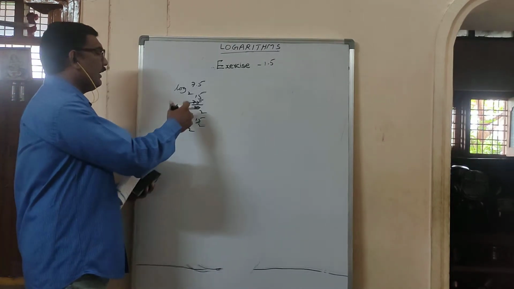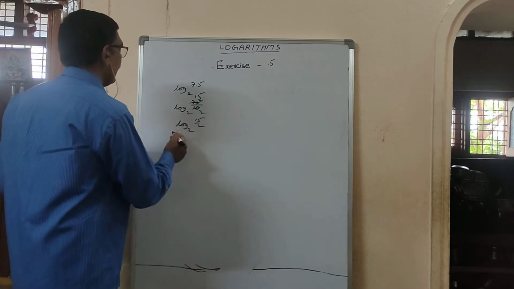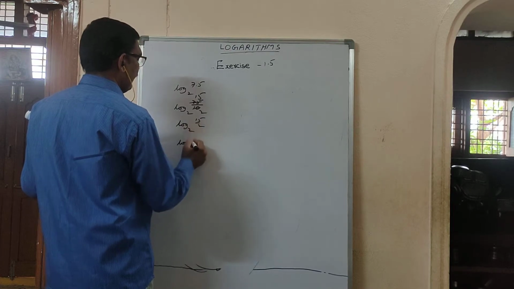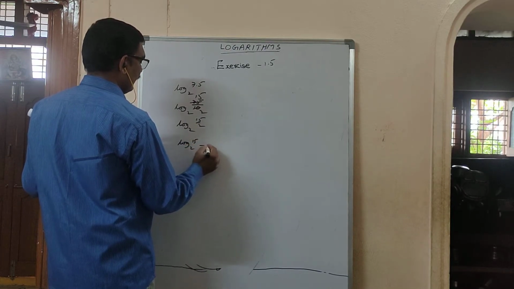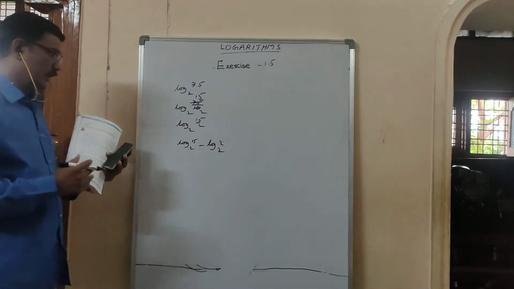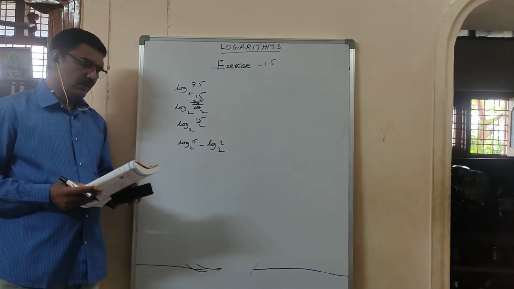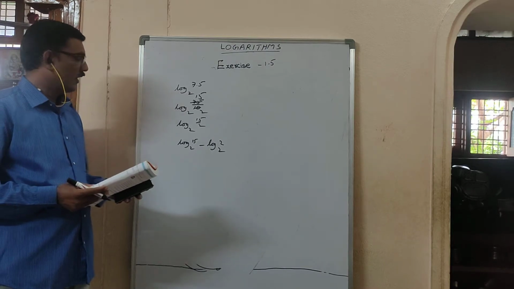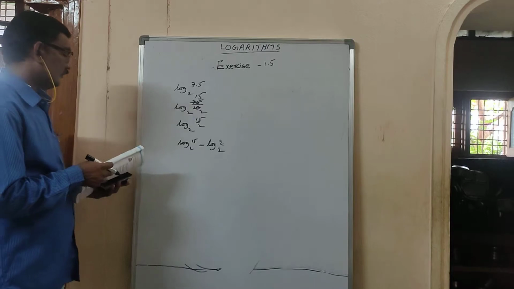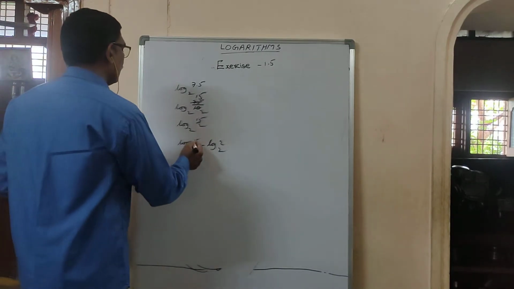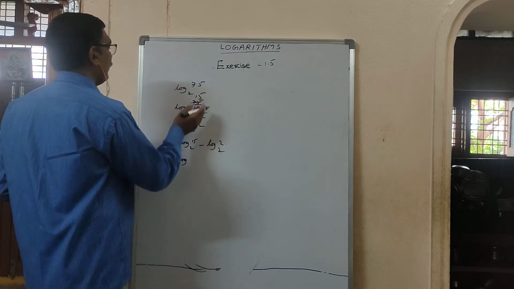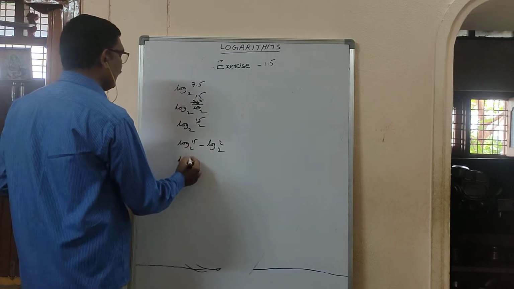So log m by n you can write it, or not? This you can write as log m by n means log m minus log n. Log m minus log n. So again, here 15 is there. First problem, as it is, log 15 base 2 is there.